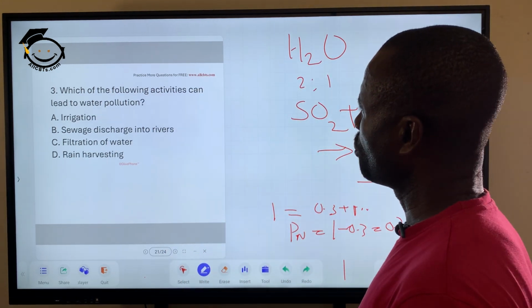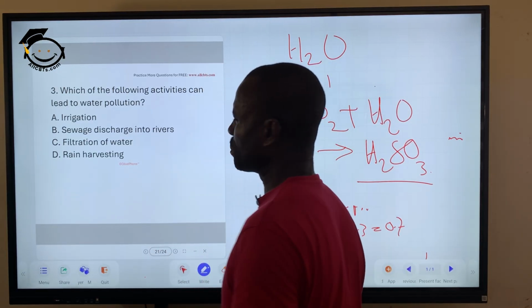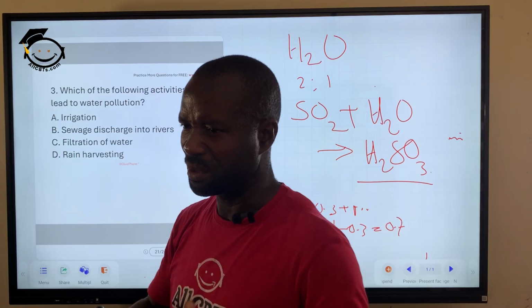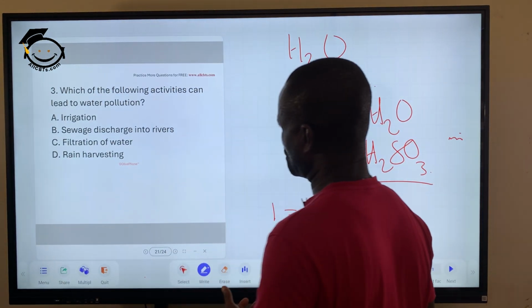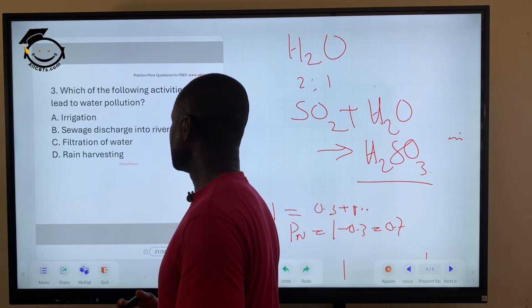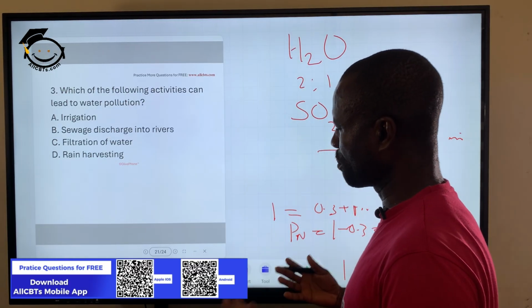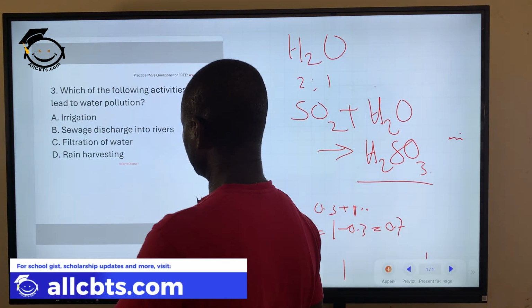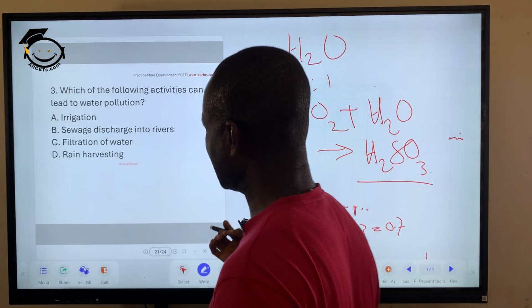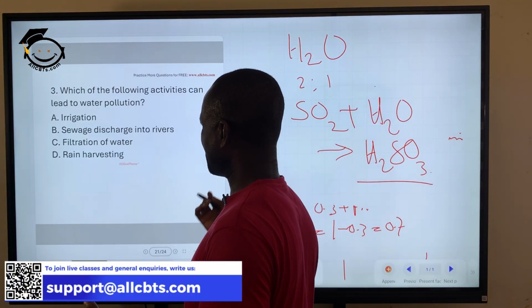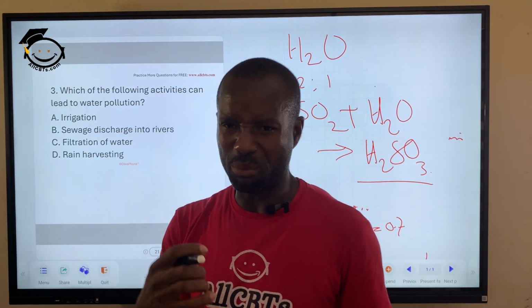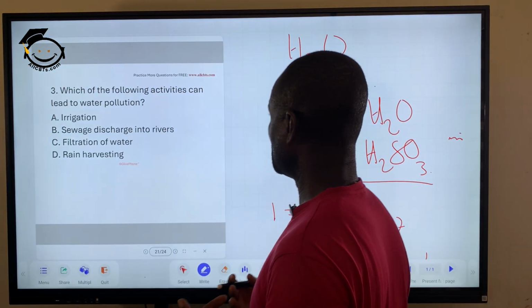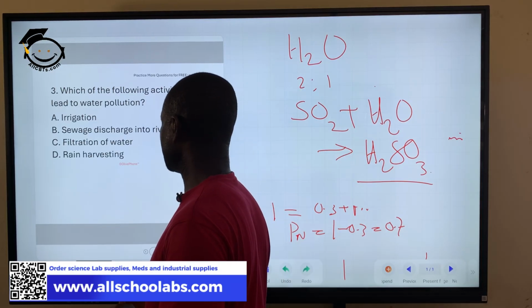Alright, number 3. Which of the following activities can lead to water pollution? What are the activities of man that bring about pollution of water? A. Irrigation. Irrigation is a simple way of what? Introducing water to our plants through artificial means. Sewage discharge into river. As you pass your sewage system, that is your biological waste, through the river, as you transport them, there are bound to be leakages in this pipe, and these introduce pathogens into the water. And when man takes it or animals take it, it constitutes danger to these living organisms. So sewage discharge is a source.